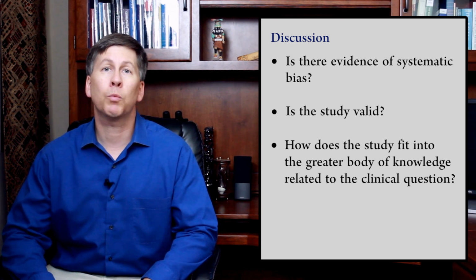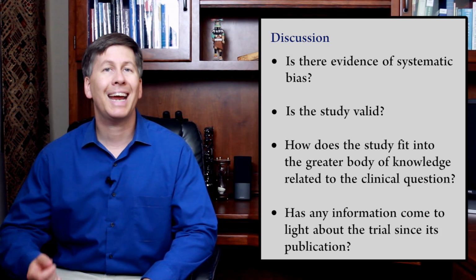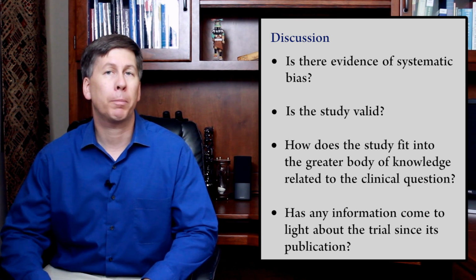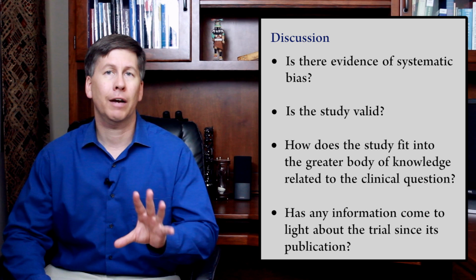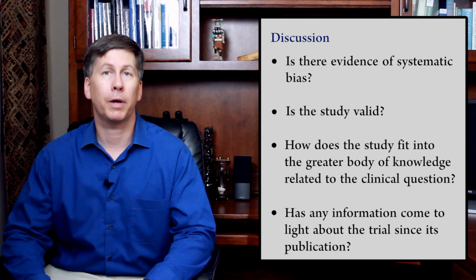Finally, and this one will also require a little bit of additional research on your part, has any information come to light about the trial after the original paper was published? For example, consider the ROCKET-AF trial. ROCKET-AF was a non-inferiority trial of the new anticoagulant rivaroxaban compared to the well-established anticoagulant warfarin for the prevention of strokes and systemic embolism in patients with non-valvular atrial fibrillation.